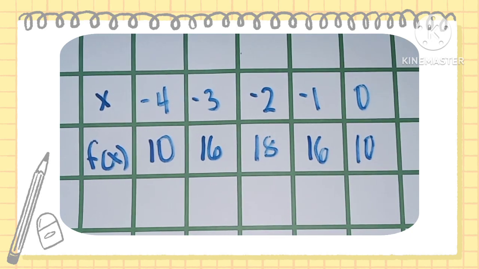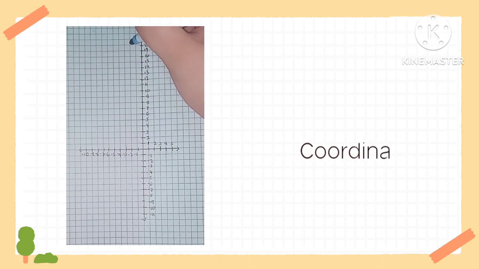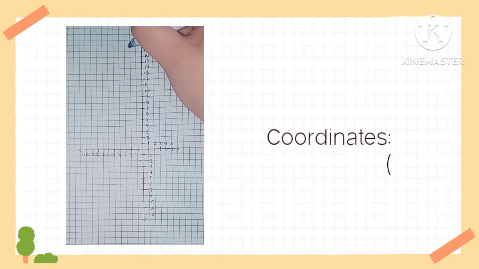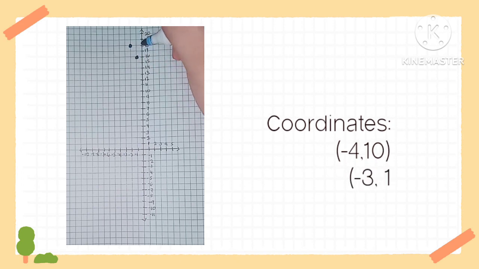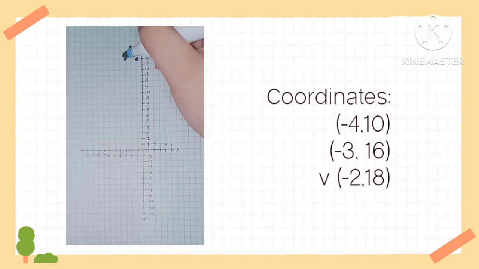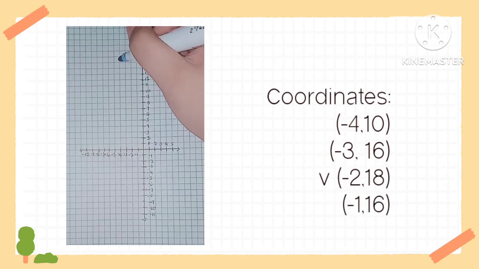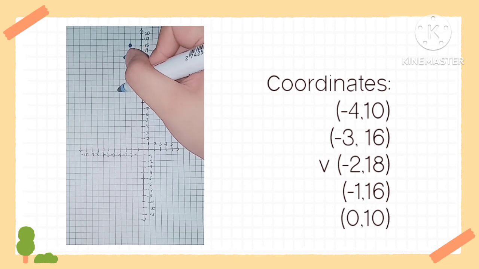Now that our table of values is complete, we are going to plot them in a graph. We have coordinates. For our first coordinate, we have negative 4, 10, then negative 3, 16. Our vertex is negative 2, 18. Then we have negative 1, 16. And finally, 0, 10.